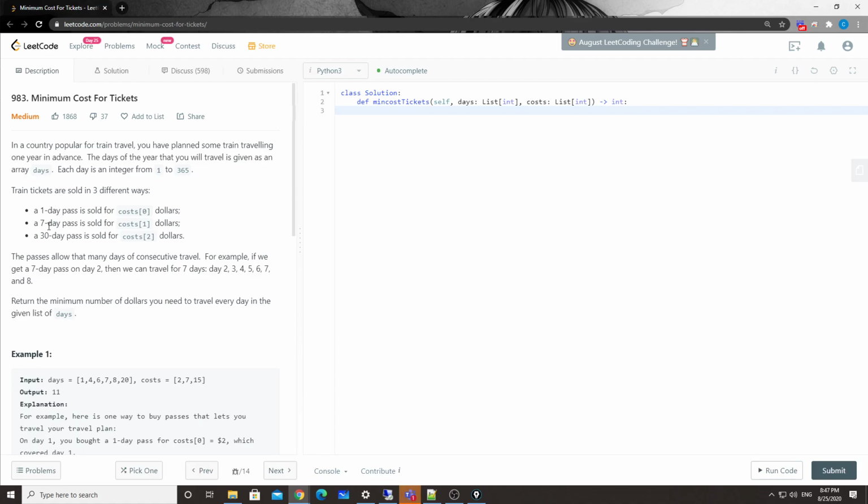And so if you purchase a pass on the i-th day, you can travel from i to i plus 7 days, just like what the description is telling us. And then it asks you to find the minimum cost you need so that you can travel all the days that are inside the days array here.